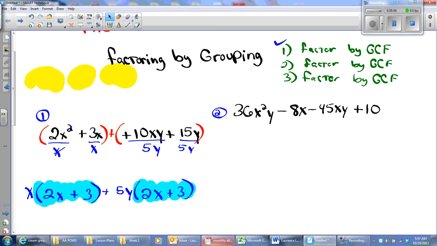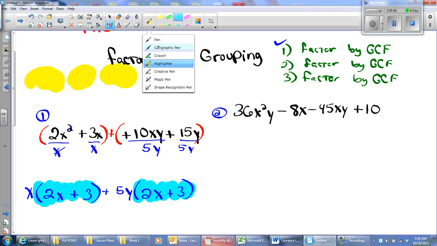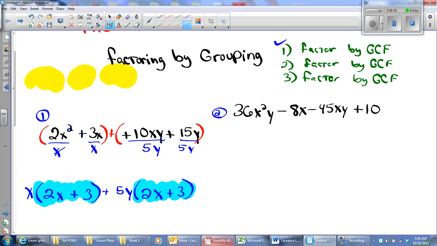What is x? Well, of course, it's a variable. But what else is it? It's a factor of this multiplication problem, isn't it? There are two factors in this multiplication problem, x and 2x plus y. So those are the two factors, okay? Now the two factors over here are 5y and 2x plus 3.